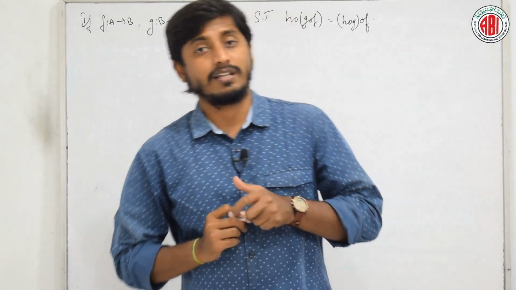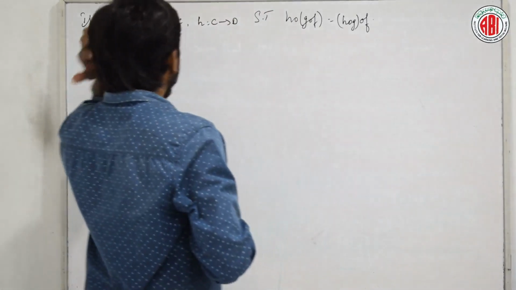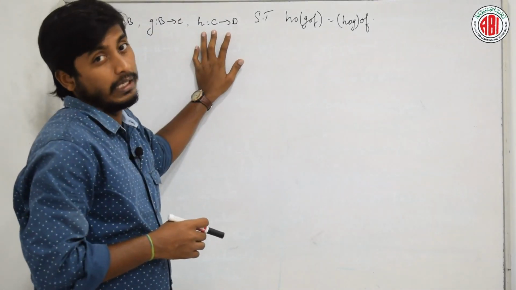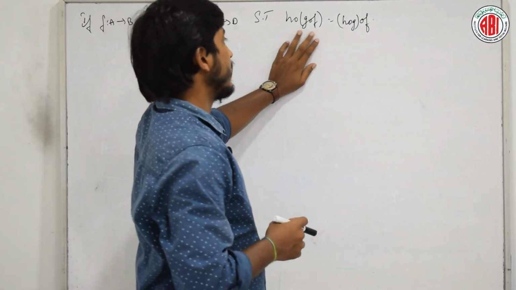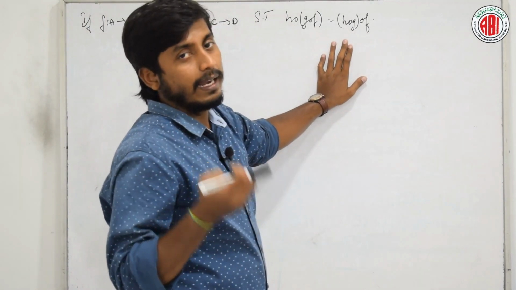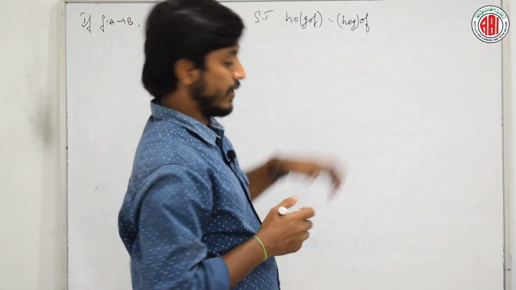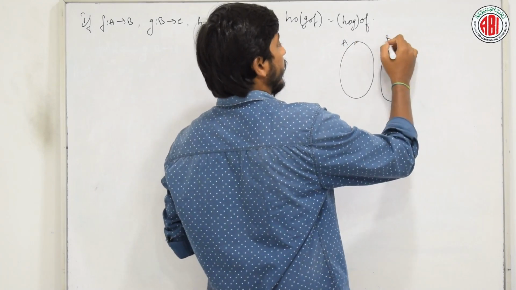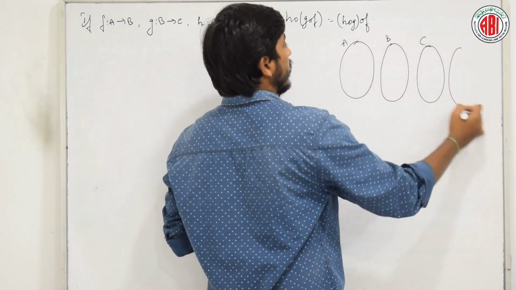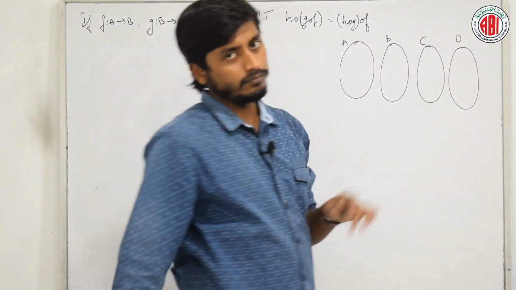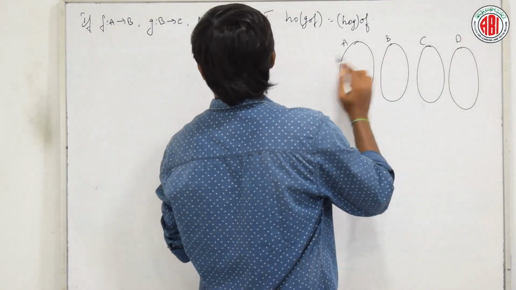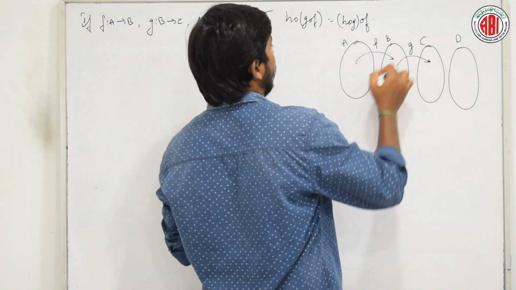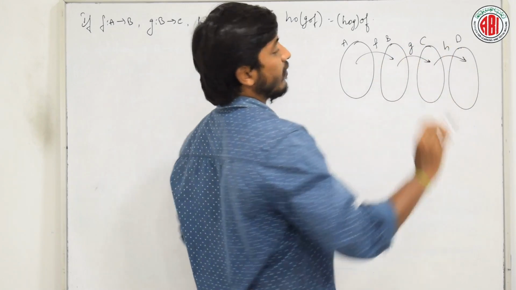Let's do. Look at this question here. He is telling that there are three functions: f maps A to B, g maps B to C, and h maps C to D. Then he is asking us to show that h circle g circle f equals h circle g circle f. It is completely composite. So let us take sets A, B, C and D. F is a function mapping from A to B. The next, g is a function mapping from B to C. H is a function mapping from C to D.